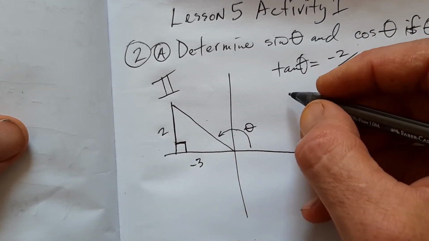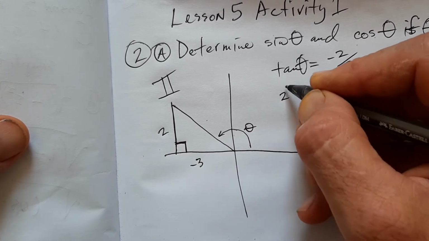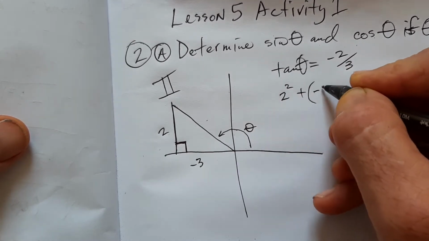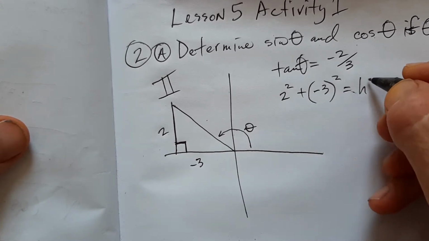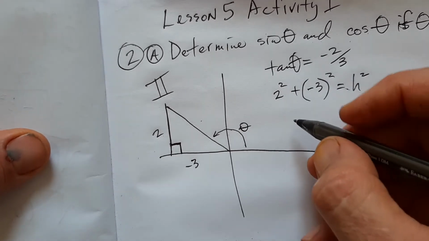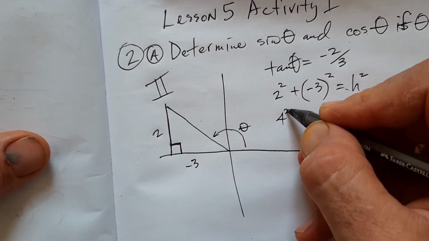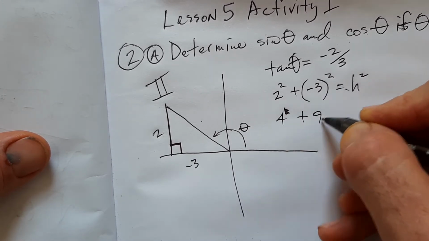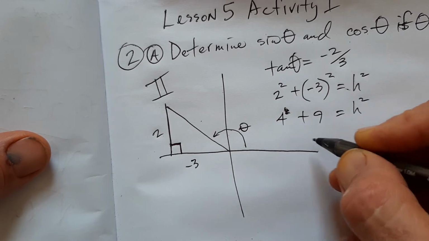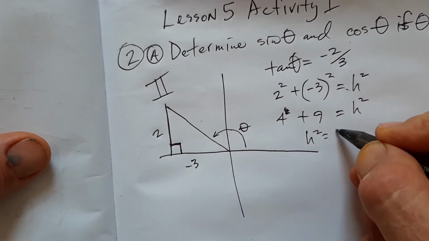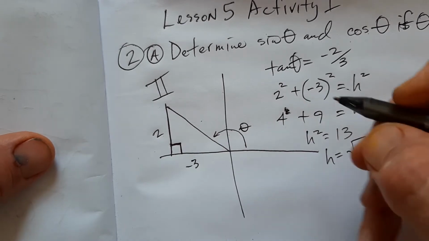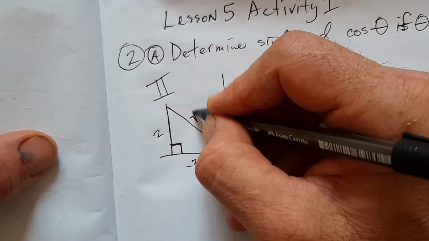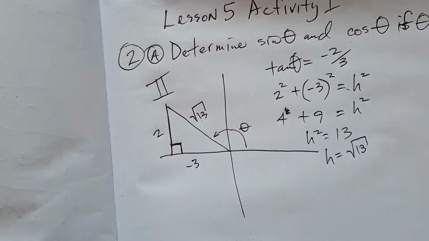So I've got leg squared plus leg squared equals hypotenuse squared. 2 squared plus negative 3 squared equals, I'll just call it h squared, hypotenuse squared. 4 plus 9 equals h squared. h squared equals 13. h equals the square root of 13. So then I just set up my little right triangle here, and it's easy as that.